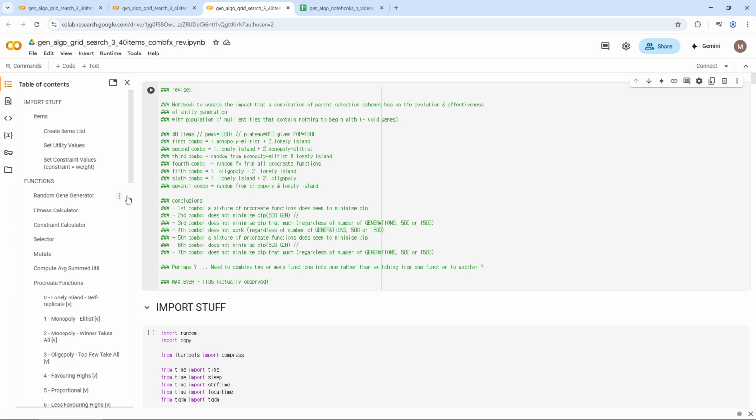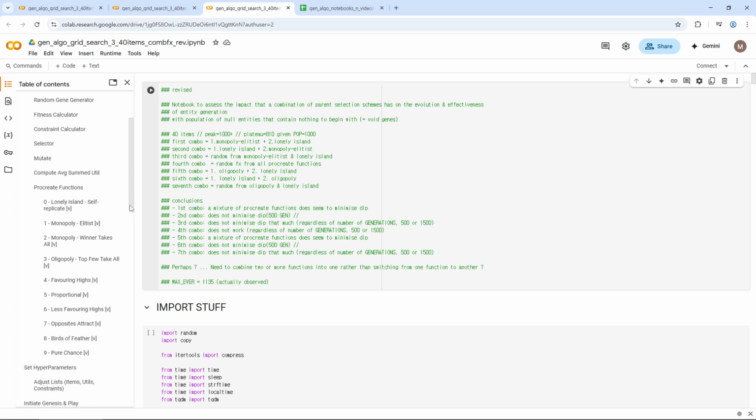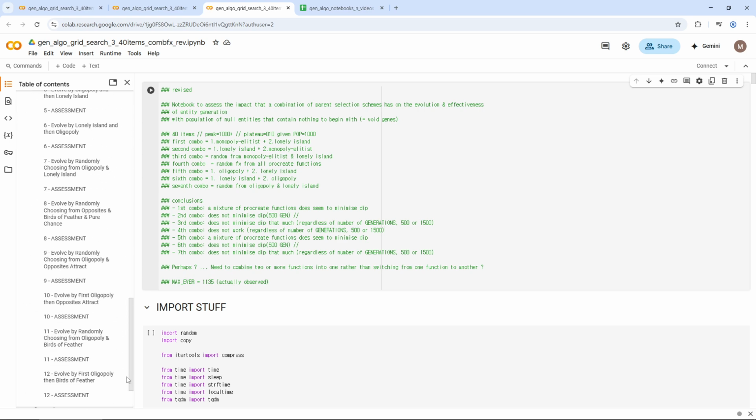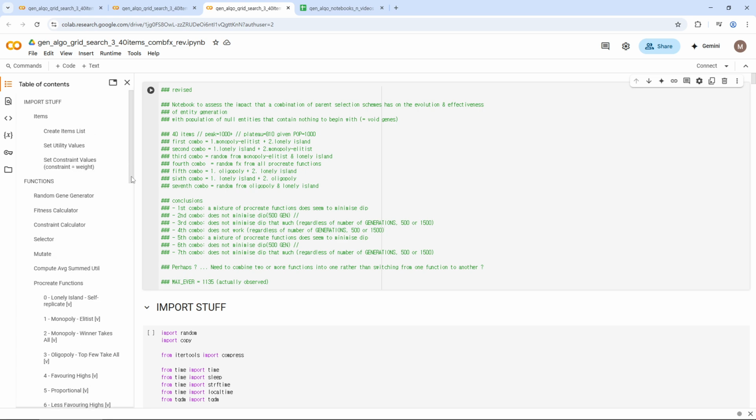So the difference in this notebook is that I've introduced a few measures to actually be able to see and calculate changes in the results whenever I change the functions for the procreate part.